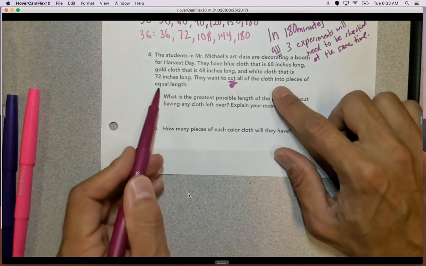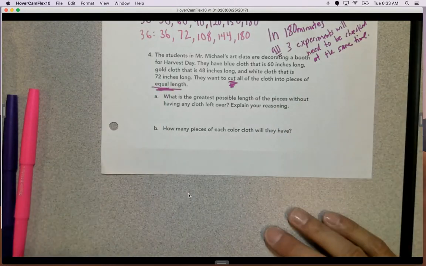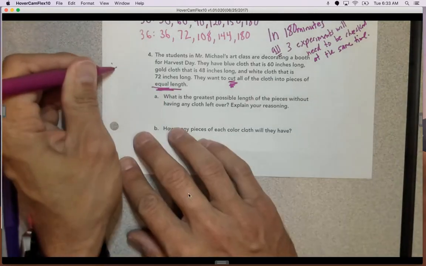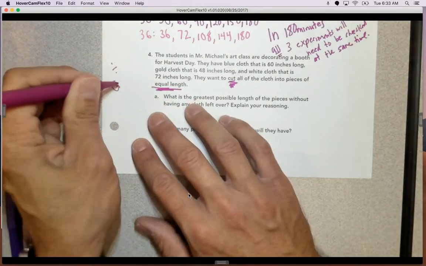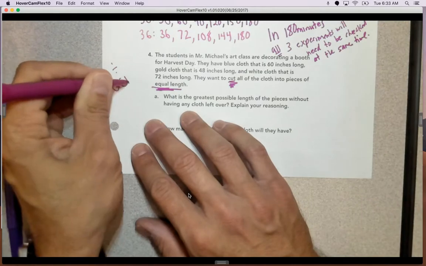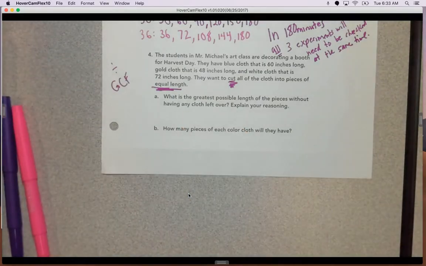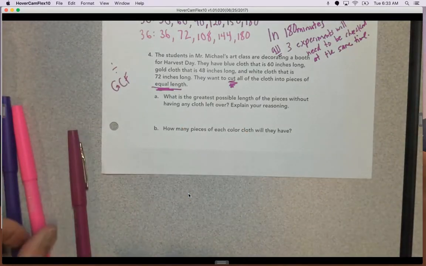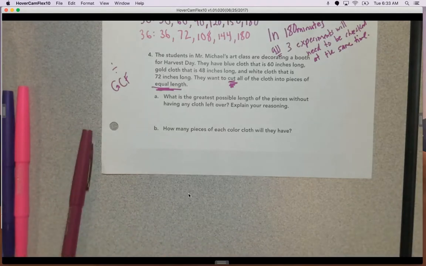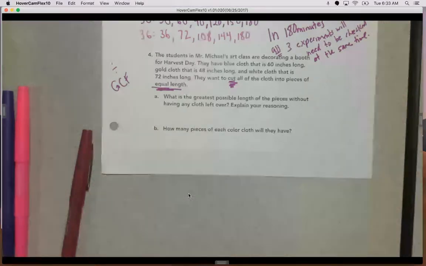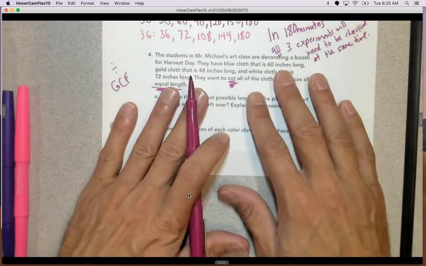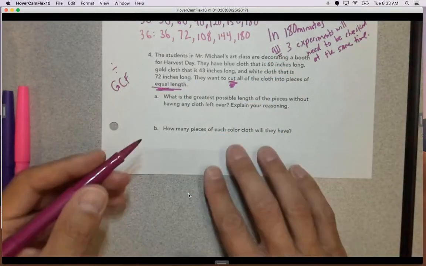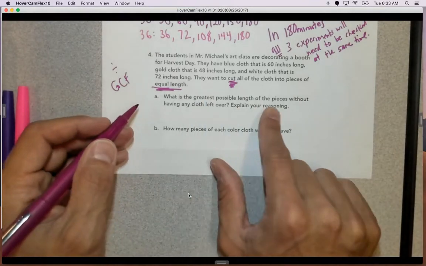Okay. Cut is telling me dividing. Equal length is also another hint that this will probably be the greatest common factor. So time, or when something gets bigger, it's the LCM. GCF is when I'm cutting things down. I'm not getting anything more of it. I'm breaking it up into equal parts. So we're not buying any more cloth. This is what they have, and they have to break it down. Okay. Then, what is the greatest possible length of the pieces without having any cloth left over?